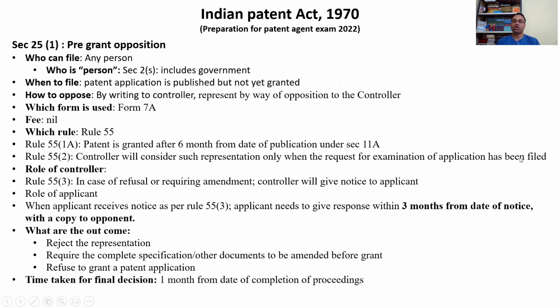So what it means is, if you see an abstract and you feel that we should oppose it, why would anyone oppose the patent? Because, say for example, I am working on a cobalt catalyst and an application has been filed for cobalt catalyst, but I have not filed any patent for this. But I have been using the cobalt catalyst. In future, if this patent gets granted, then what will happen?